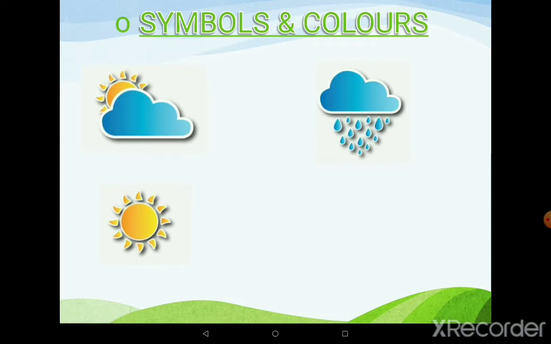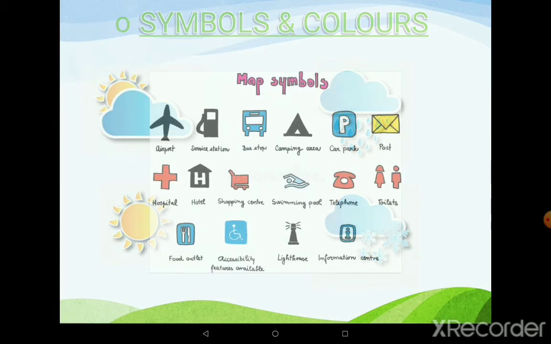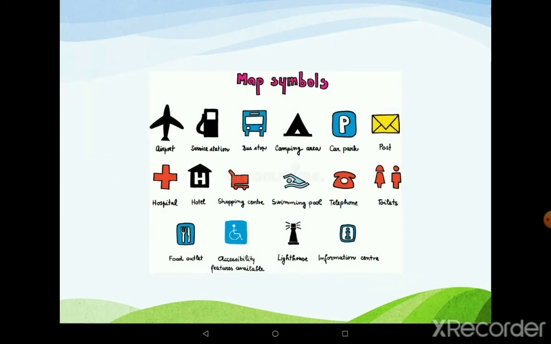Then the symbol of the sun means that it is going to be a sunny day. Then we have the symbol of snowflakes, which means there will be snowfall. You can see the other symbols also. These are the symbols which the cartographers use on the map.